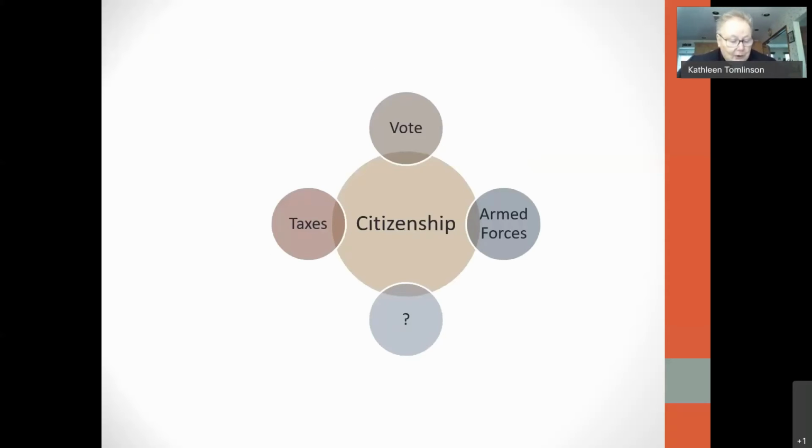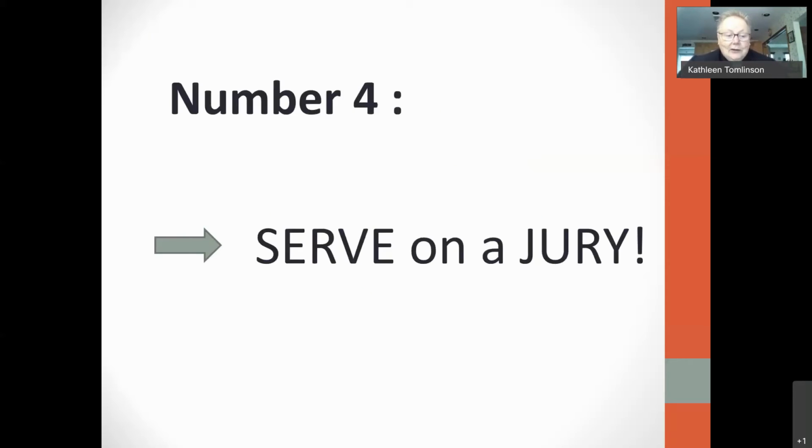Can you see the question mark now in that last circle? What's the 4th thing our country asks of us? Think about it. I can see some of you out there with the wheels turning, guessing what it is. If you said serve on a jury, you're absolutely correct.